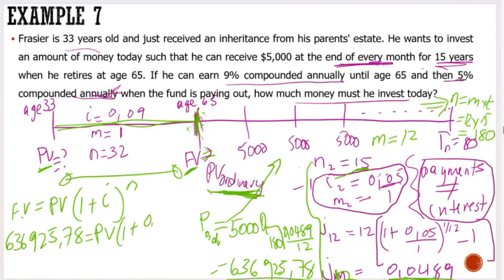This is going to be 0.09. This thing is compounding annually, so your m is 1, and your n is 32 multiplied by 1. So you are going to have 32 multiplied by 1. So your present value is going to be 40,405.54.